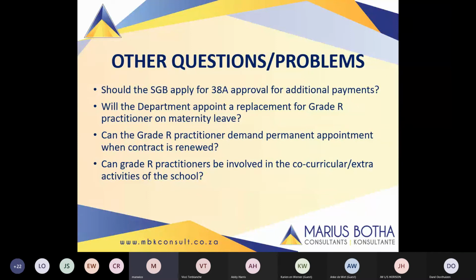Can Grade R practitioners be involved in co-curricular, that's curriculum activities after hours or extra activities at the school? Yes, they can.